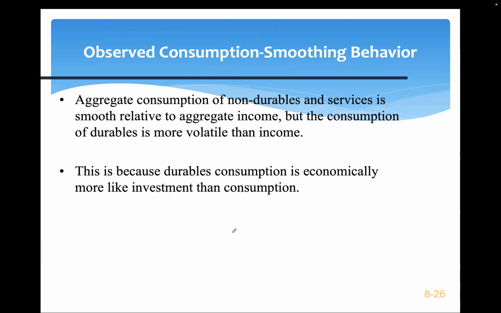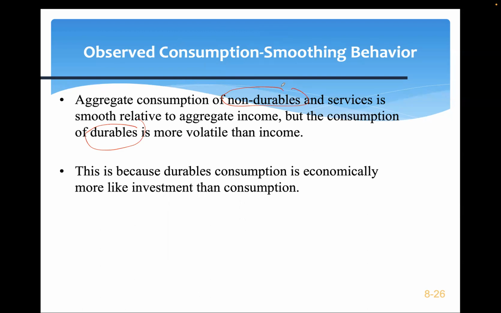Right. So now let's see what happened in the data. In the data, what we found is that aggregate consumption of non-durable goods is smooth relative to aggregate income, but the consumption of durable goods is more volatile. So here we differentiate between non-durable and durable. What's the difference between them, and how do we differentiate?